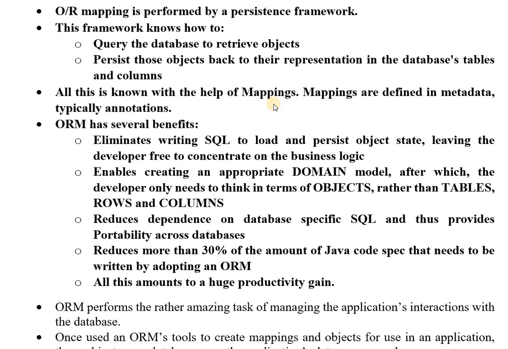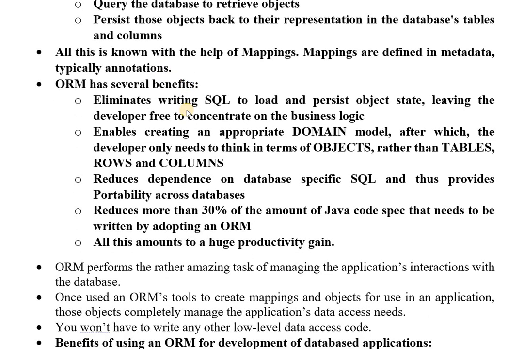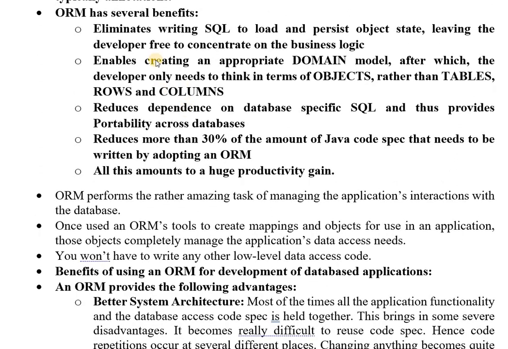Okay, now how is this done? This is done with the help of mappings. Now where are mappings defined? These mappings are defined in metadata, using maybe XML files or using what we call annotations. Now object relational mapping has lots of benefits. The very first thing is it reduces the load from the developer's mind to write SQL. The developer is free to concentrate on business logic. The developer is free to think in terms of objects rather than in tables, rows and columns.